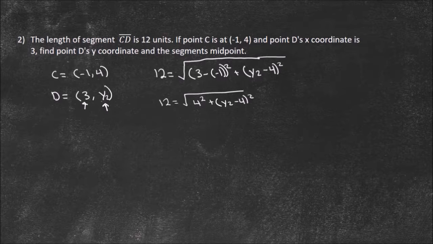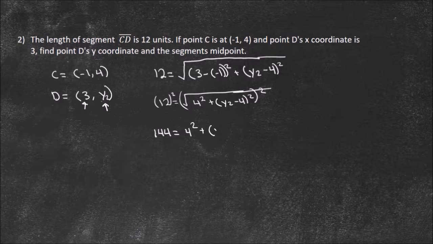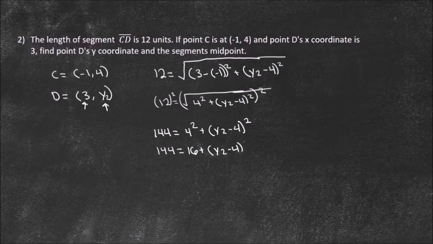So what I'm going to do is square both sides because that is going to get rid of the square root. That's going to cancel them out. When you take a square root and you square it, they cancel. So I'm left with 144 equals 4 squared plus y2 minus 4 squared. Well, 4 squared is 16, so I'm going to get 144 equals 16 plus y2 minus 4 squared.